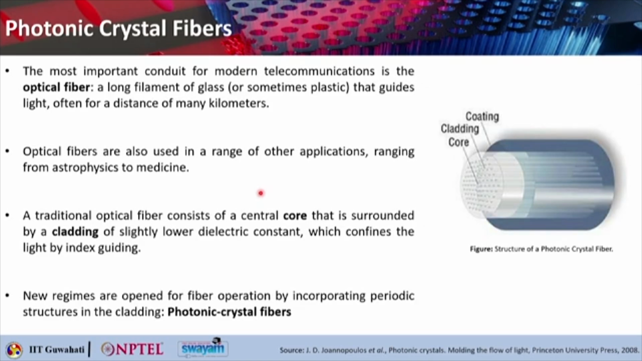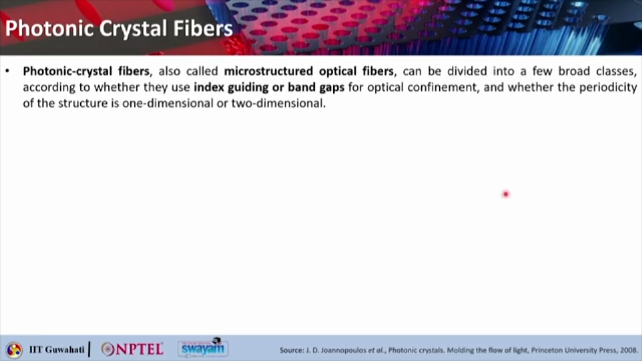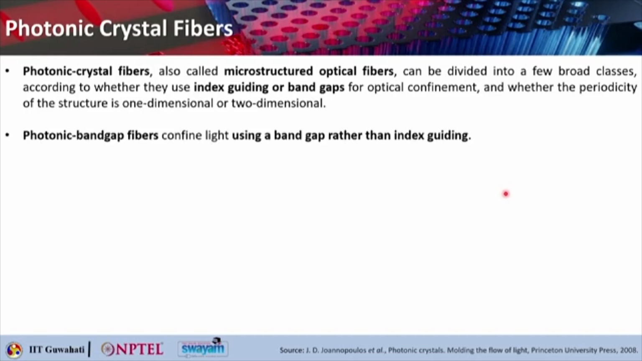New regimes are opened for fiber operations by incorporating periodic structure in the cladding, and that gives you photonic crystal fibers, just like this. So this is a structure of a photonic crystal fiber where you have a photonic crystal in the cladding region. When you say photonic crystal fibers, they are basically microstructured optical fibers, and they can be divided into a few broad classes according to whether they are using index guiding or photonic band gap for optical confinement, and whether the periodicity of the structure is one dimensional or two dimensional.